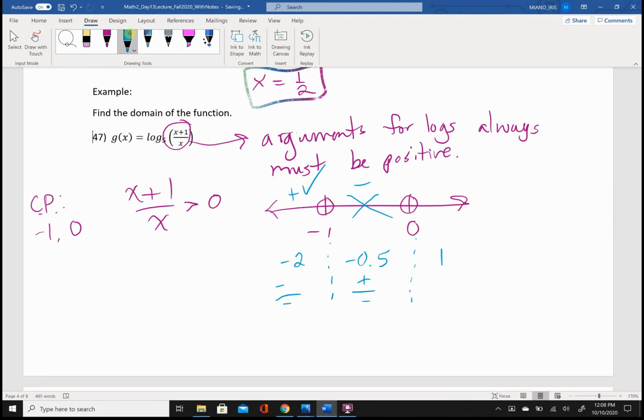Testing 1 in here, I get a positive over a positive, so that ratio is ultimately positive and then part of the solution set. So therefore, the solution set here for x is going to be coming up from -infinity, going all the way up to -1, but not including that endpoint, and unifying that with 0 to infinity.